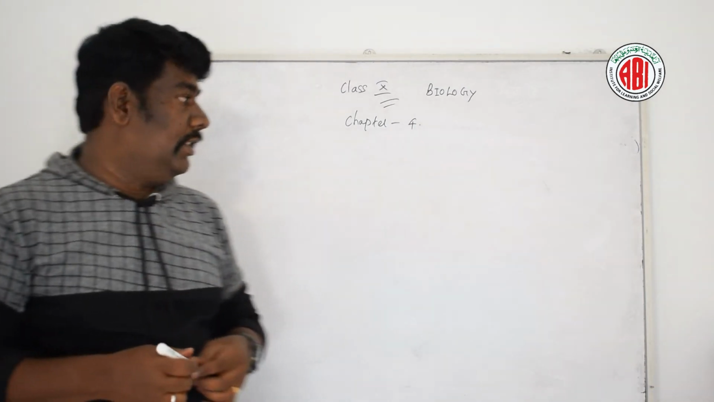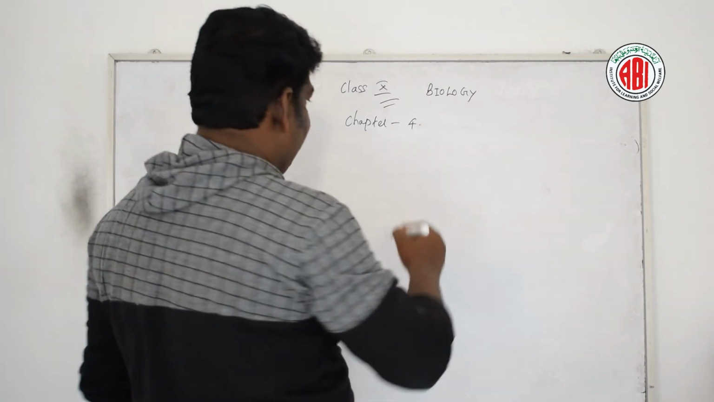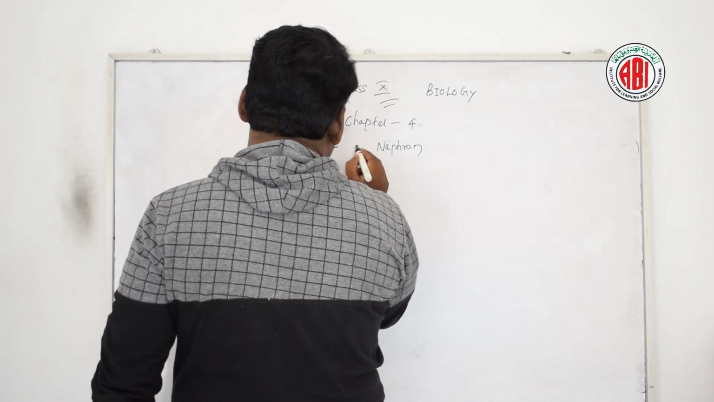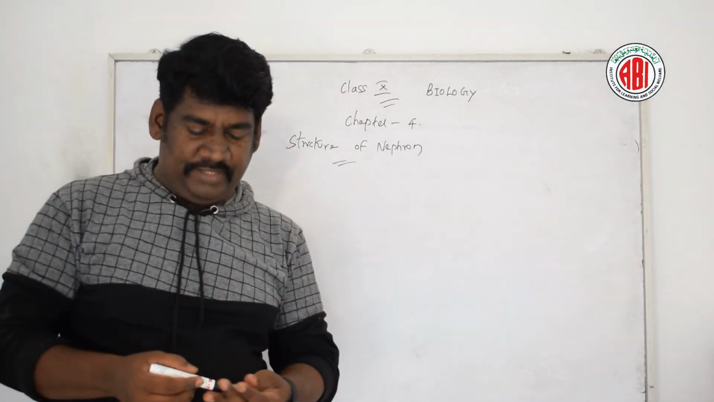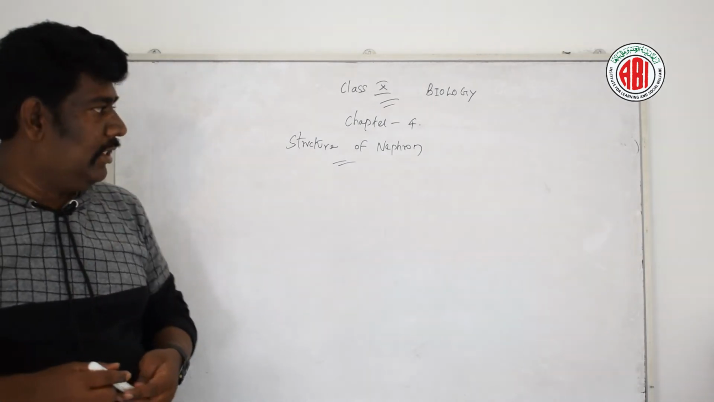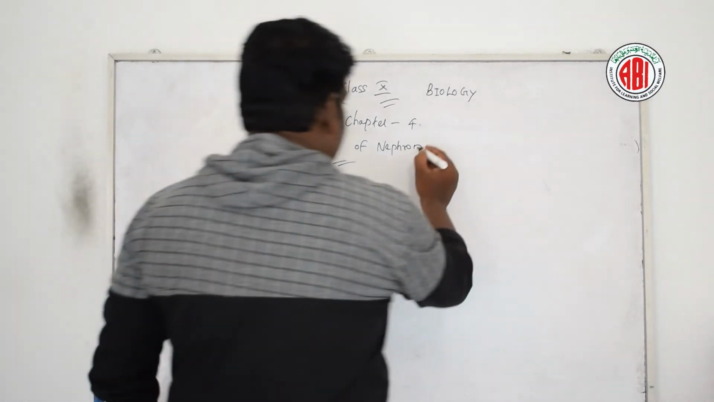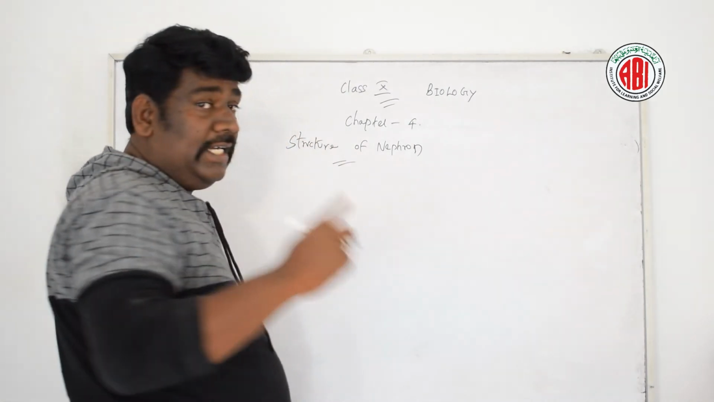So now the next diagram is about the nephron, the structure of the nephron. Most people get confused between nephron and neuron. Neuron structure is totally different, and the neuron is related to the human brain.